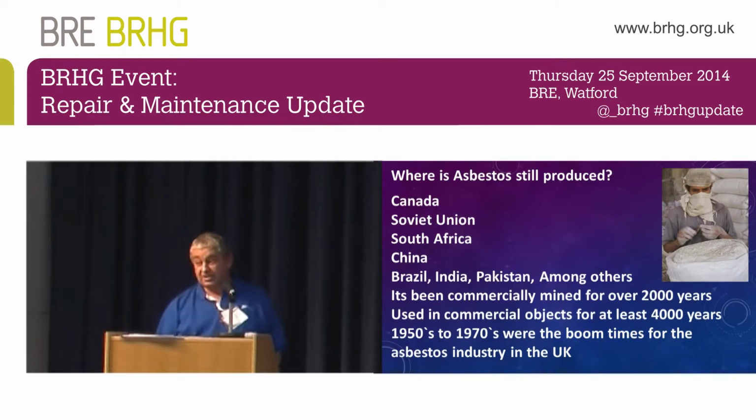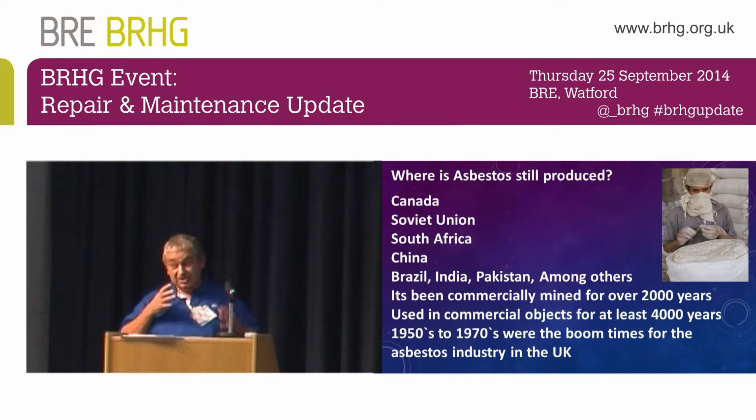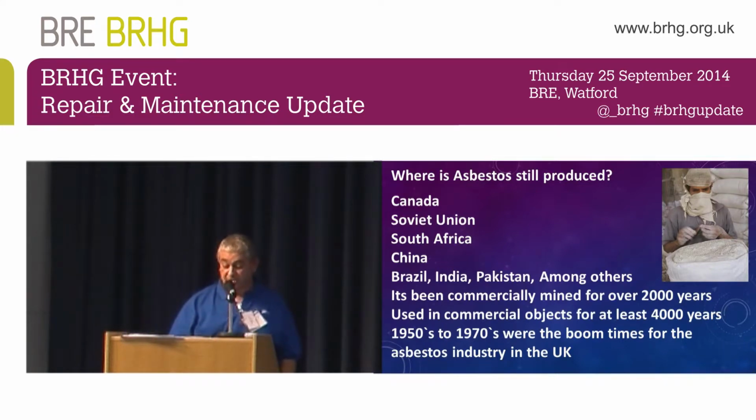It's been commercially mined for over 2,000 years. The Romans used to mine it. The Romans invaded parts of Persia just to get their hands on the asbestos mines. Fantastic commercial product. You've literally just got to crush the rock, and you've instantly got a fibrous material that can be woven and can be put into other products to improve them. Really, really good commercial material. Very, very cheap.